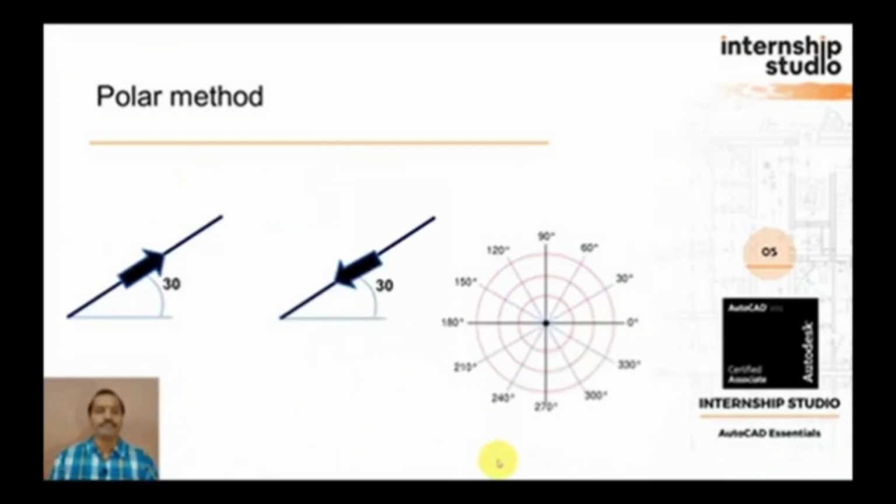Similarly, if you draw a line of 30 degree, moving the line from bottom to top, what is the angle? It is the exact angle of 30 degree. The reverse of this 30, what is the angle? We can give 210 degree or minus 30 degree.